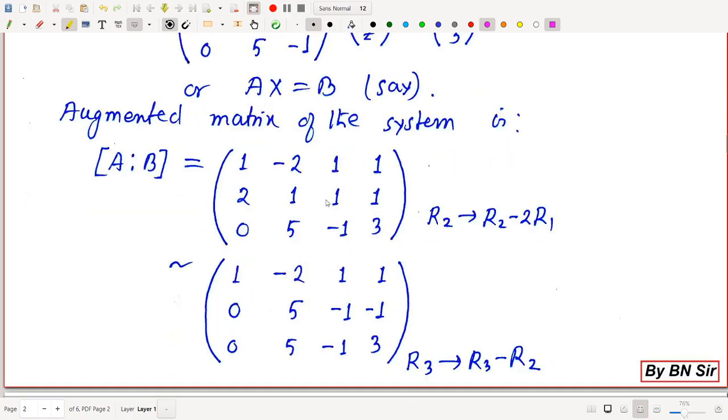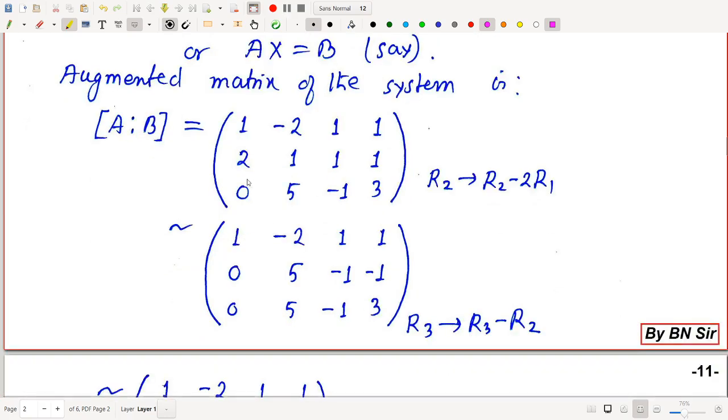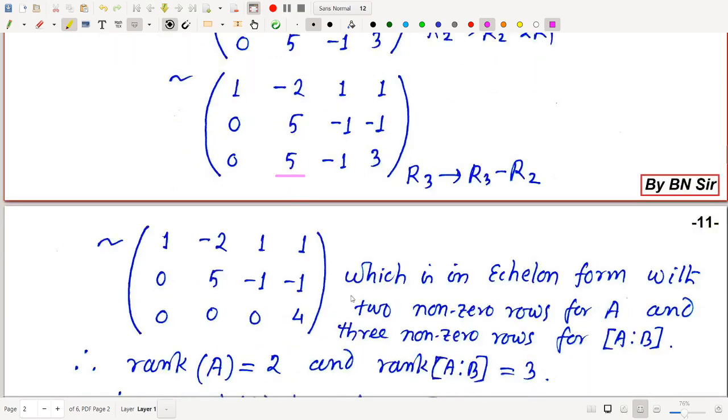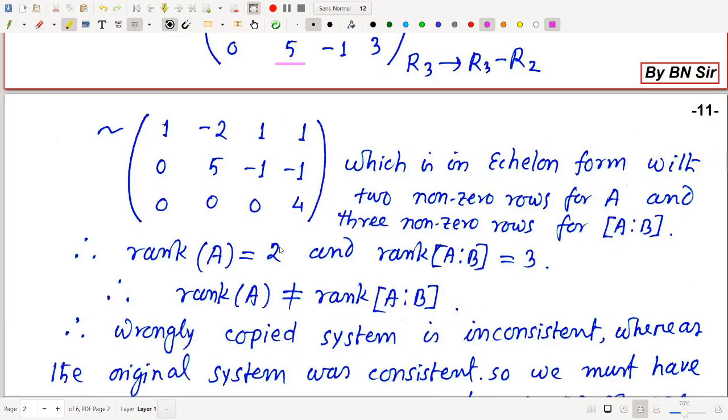Now we shall convert it to echelon form. Already there is a 0 in the third row, first element. So we shall make this 2 into 0. So second row minus 2 times first row, R2 minus 2 R1. We have applied this elementary row operation. So 2 zeros are here. Now to convert it to echelon form, we need this 5 to be made 0. So third row minus second row gives us 0 0 and 4. Incidentally, this is also 0.